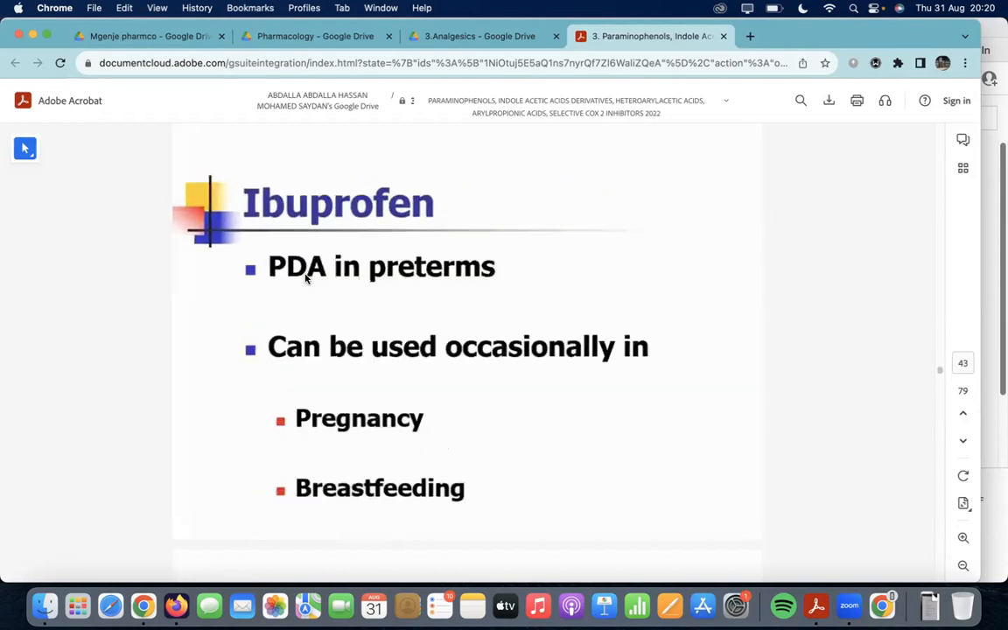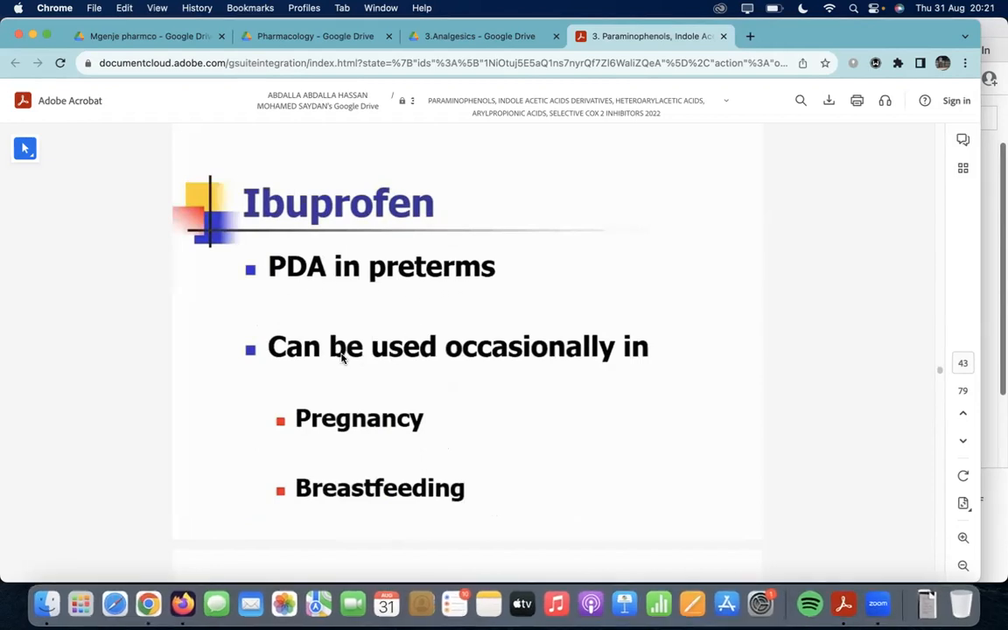It can cause PDA, patent ductus arteriosus, in preterms. That's in the fetus. It can be used occasionally in pregnancy and breastfeeding. Under PDA, I forgot to mention indomethacin is used to close the patent ductus arteriosus. Sometimes when the fetus is born, there is need to keep the PDA open, maybe for some surgical intervention to treat congenital heart anomalies. So there's reason to keep the PDA open.